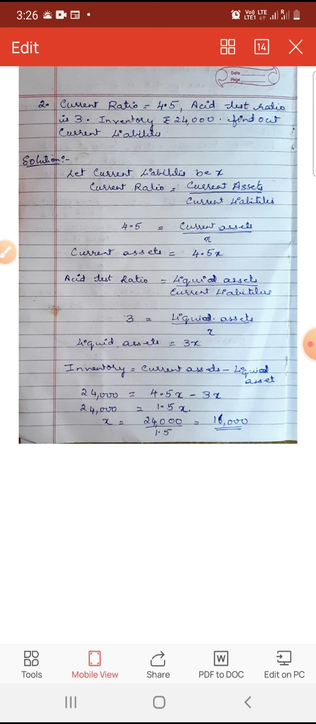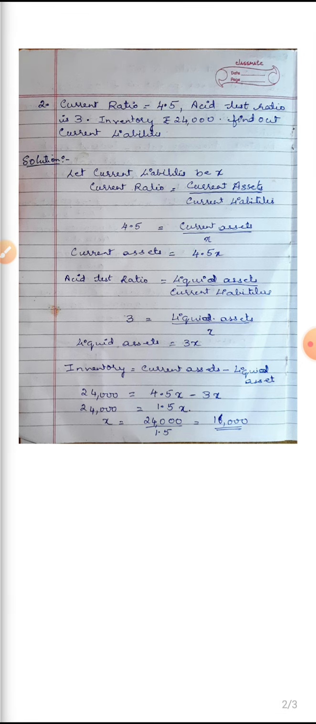Acid test ratio, the formula is liquid assets divided by current liabilities. Now current liability is X, ratio is 3, cross multiply, so liquid assets is equal to 3X. Then inventory is given in the problem, it is 24,000. So what is the formula to calculate? Inventory is equal to current assets minus liquid assets.